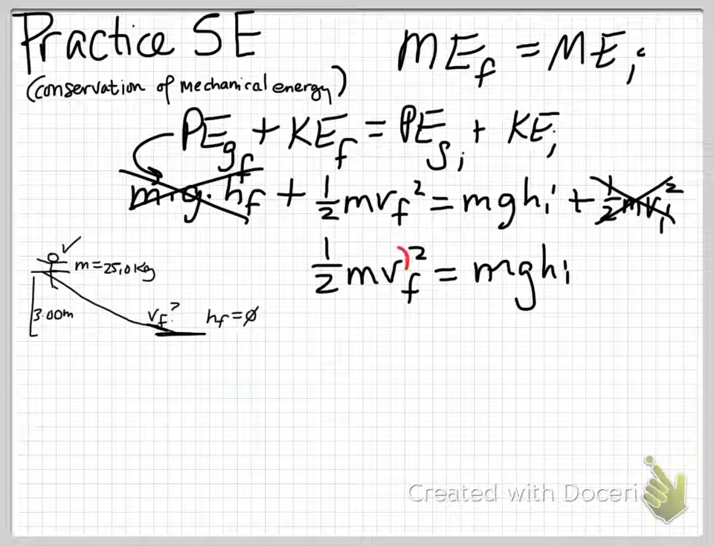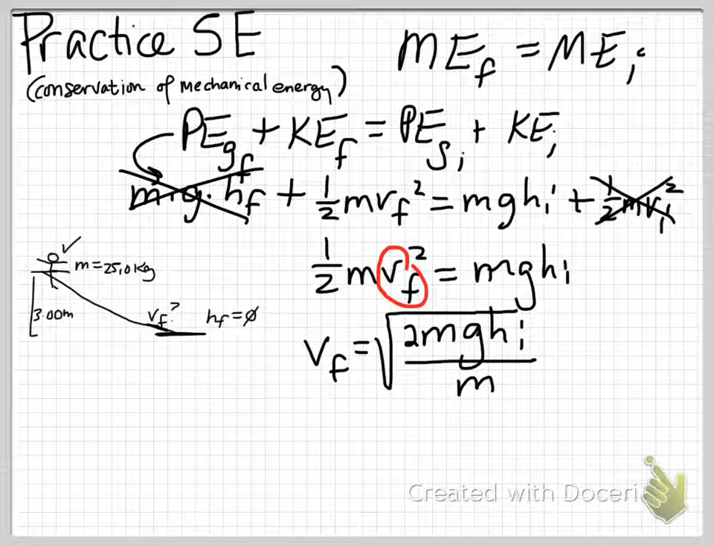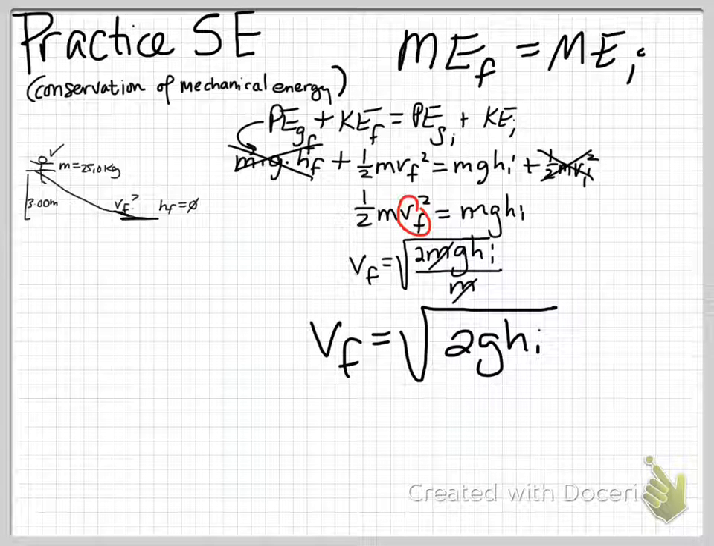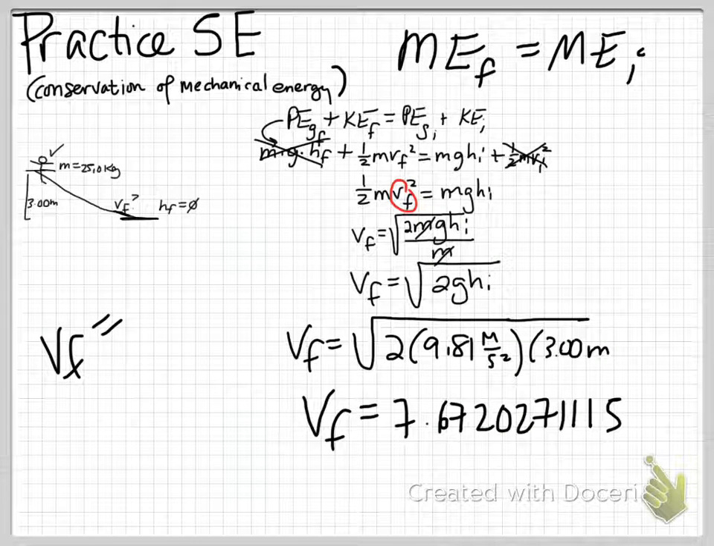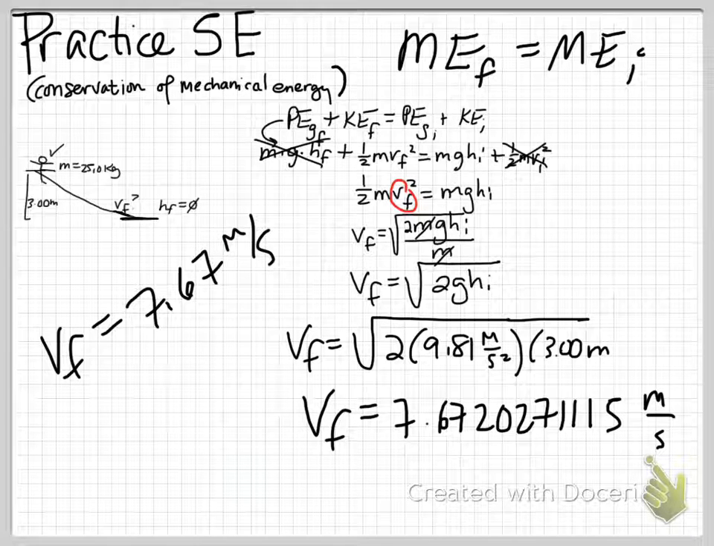Cool. Now all we have to do is solve for final velocity, and we've got it. Final velocity equals the square root of 2 times mass times gravity times initial height divided by mass, which means that the mass goes away. It gets even easier. Her final velocity should be equal to the square root of 2 times gravity times her initial height. Okay, that gets us a final velocity raw answer of 7.67202711, etc. meters per second, with sig figs, of which we have 3. We make this 7.67 meters per second.